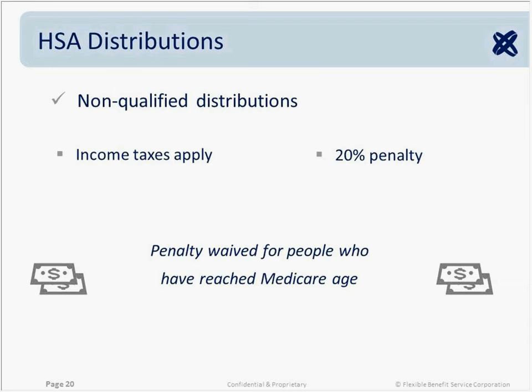Now, for those people age 65 or older, the penalty is going to be waived. So you can withdraw those funds and just pay income taxes upon reaching age 65 or older. That 20% penalty will not apply.